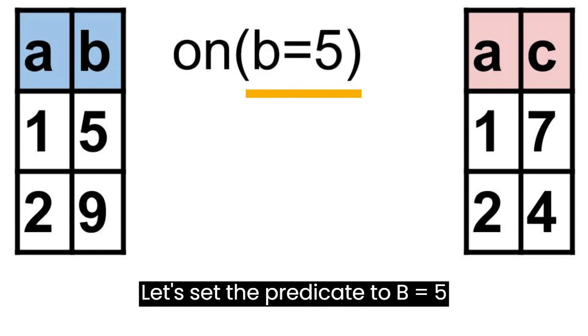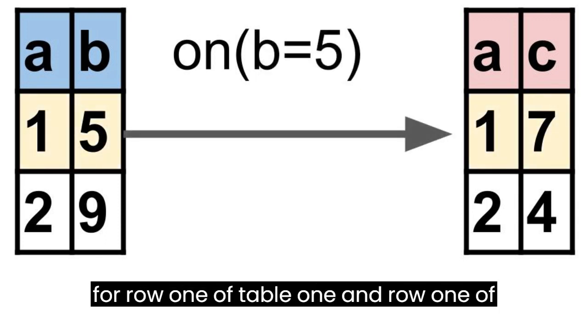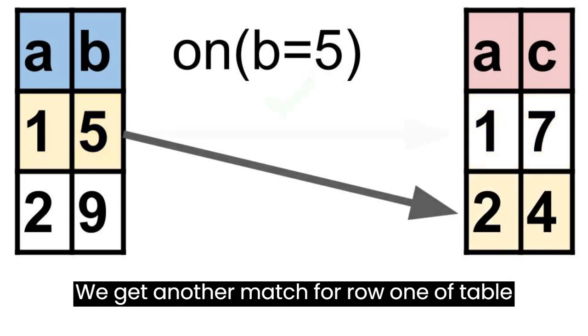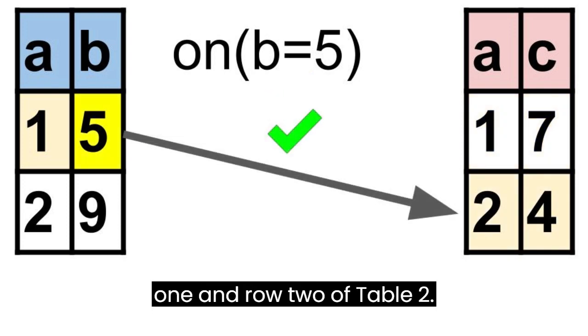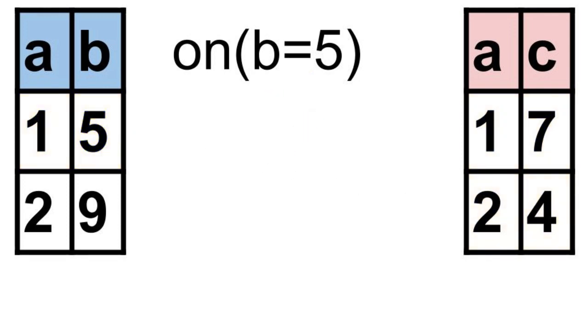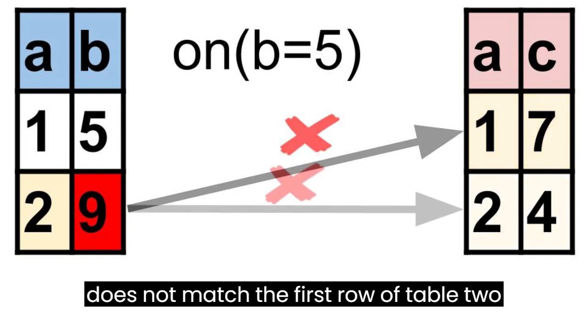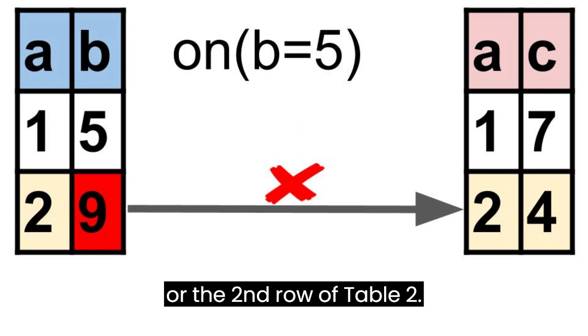Let's set the predicate to b equals 5. For row 1 of Table 1 and row 1 of Table 2, b is equal to 5, so these rows should be matched. We get another match for row 1 of Table 1 and row 2 of Table 2. You'll notice that the second row of Table 1 does not match the first row of Table 2 or the second row of Table 2.